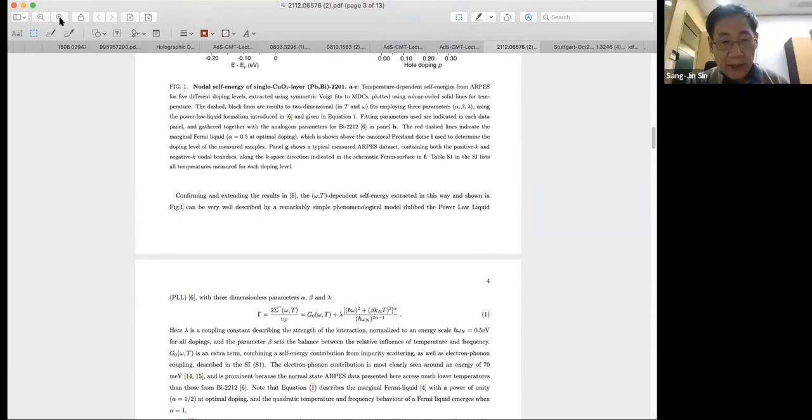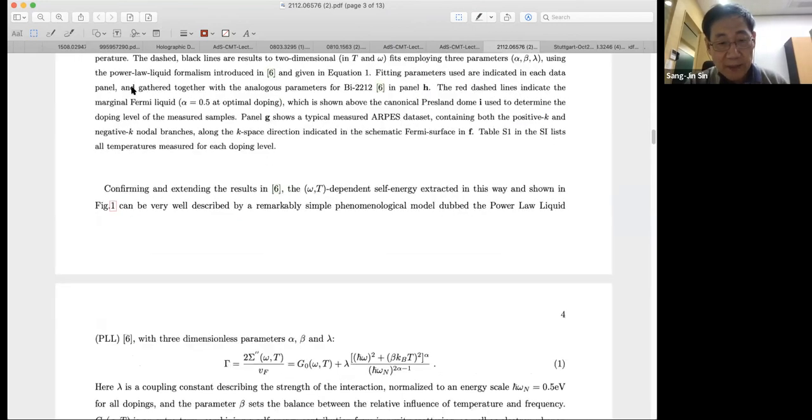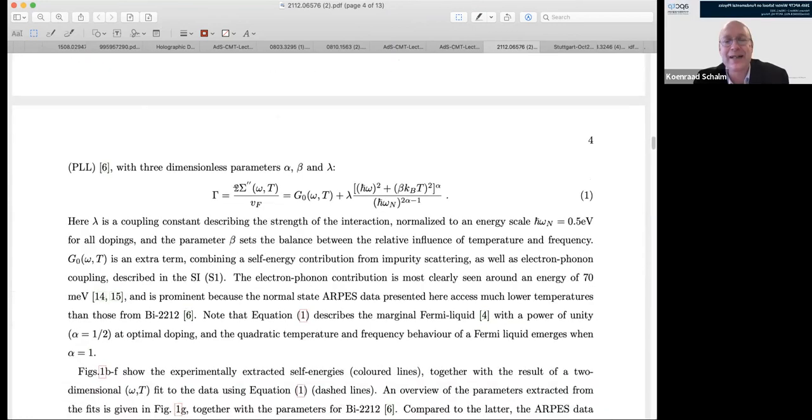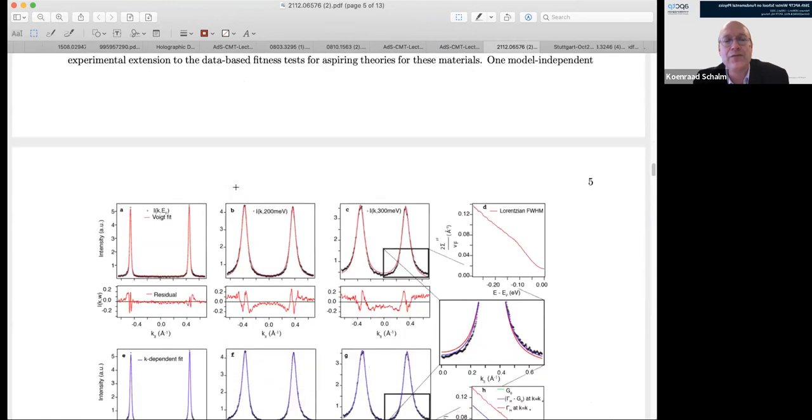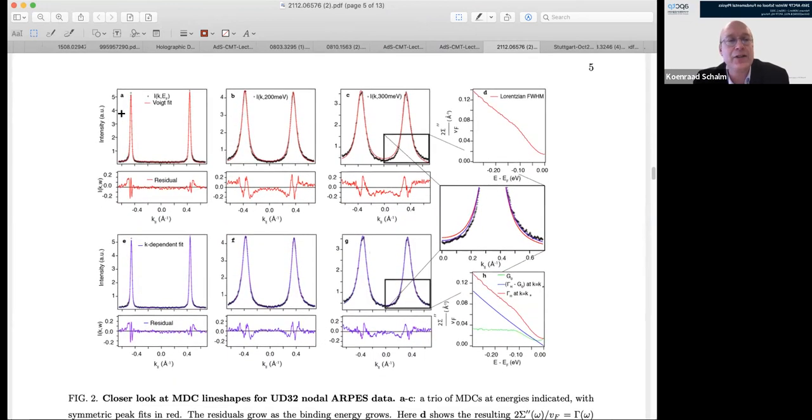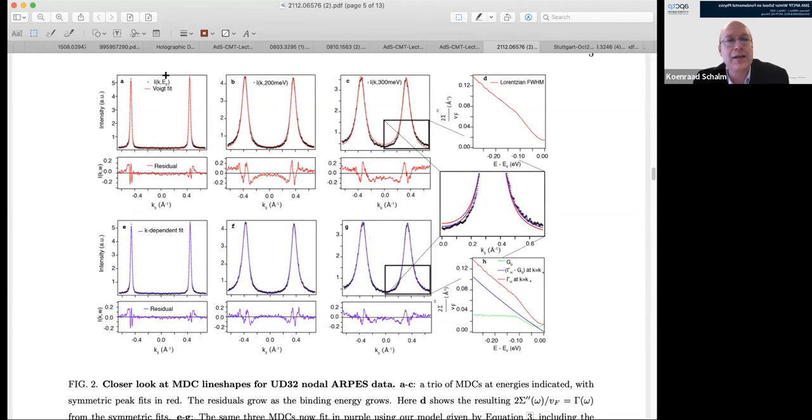So how do we see the momentum dependence? That's what I'm going to come to right now. If you do this very carefully, here you see these cross sections at various different energies. This is at the Fermi energy. This is at 200 MeV away. This is at 300 MeV away. And here you see these very sharp peaks.